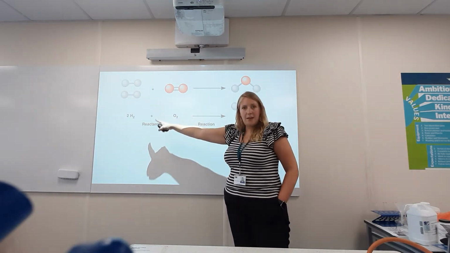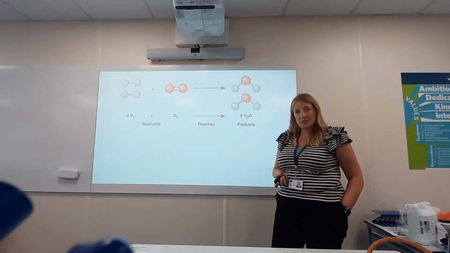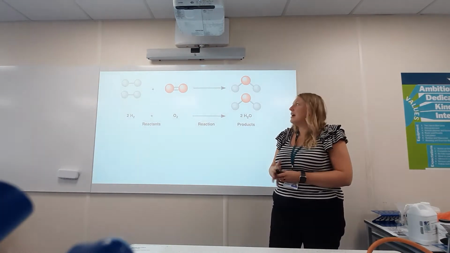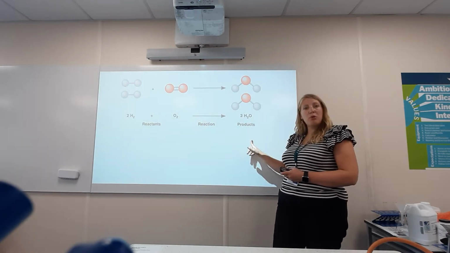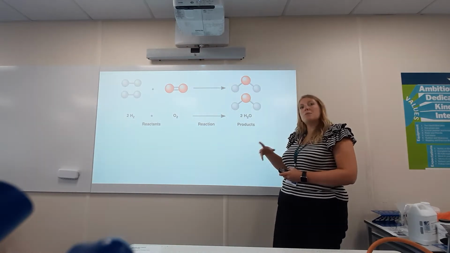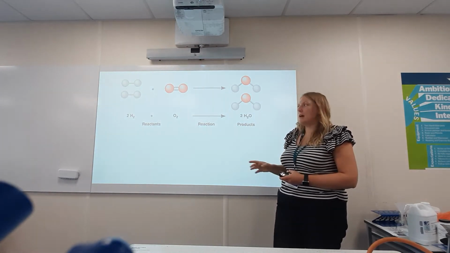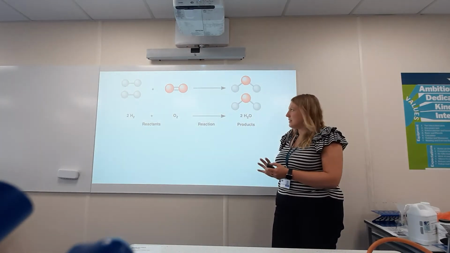So the things on the left hand side of a chemical equation are called the reactants. Okay, the things that are going to react, they are the reactants. And on the other side, the thing that is made, we call the products. There might be more than one, or there might just be one product. Like in this case, there's one product, which is water. So reactants on the left and products on the right.